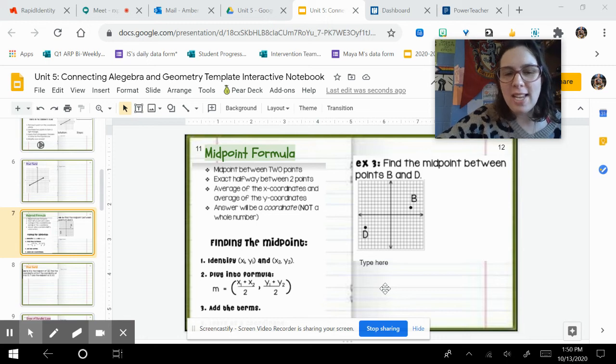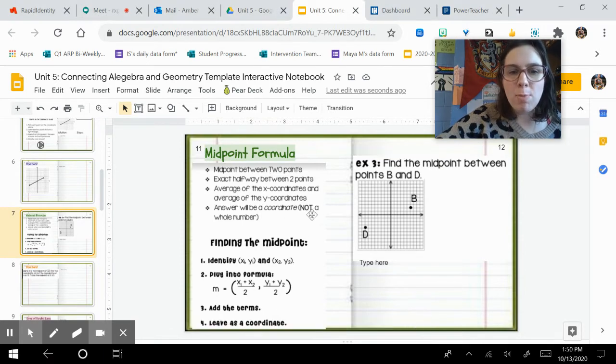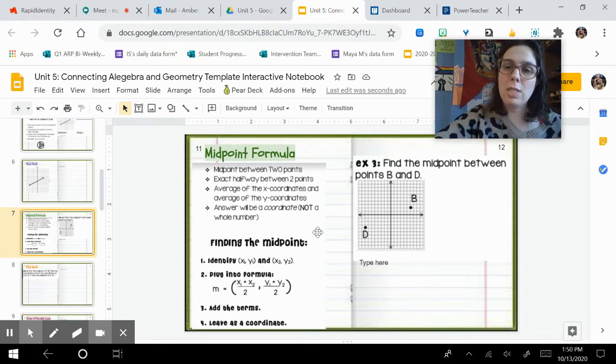Hey everybody, so today's video we're going to be looking at the midpoint of 2 points. So I'm going to first go over what that is. Midpoint is between 2 points. Midpoint is exactly halfway between those 2 points. And it's essentially the average of the x and the average of the y values, and your answer will always be a coordinate. It's not a whole number or like a decimal like we did with distance formula.